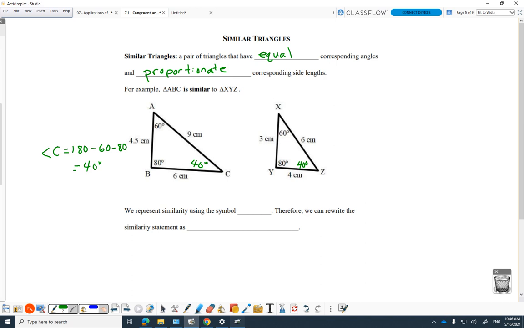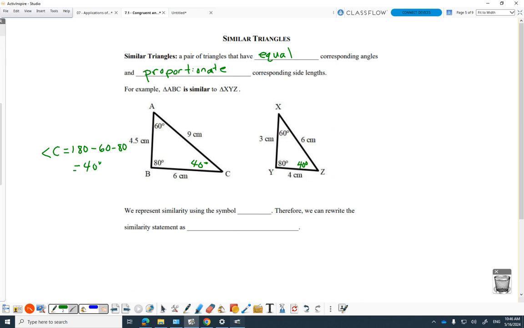Now, are we sure that the sides worked out to be proportionate? If the angles are all the same, it's going to. There's a little trick about similar triangles. If the angles are all the same, you already know they're going to be proportionate. But let's make sure it worked out. What's the multiplier here?